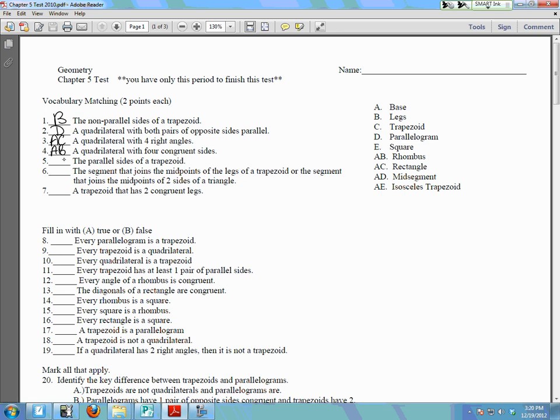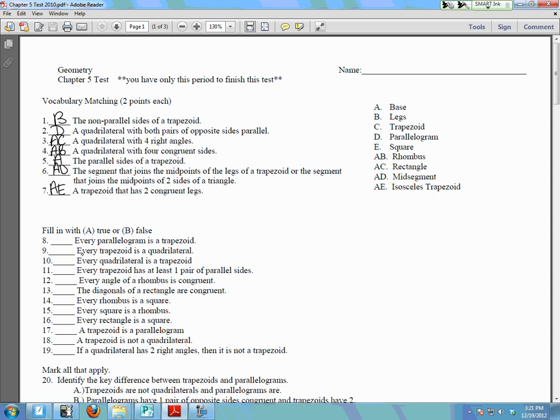A lot of people put square here. Square needs 4 congruent angles and 4 congruent sides. Okay, number 5, the parallel sides of a trapezoid. That's going to be your bases, A. The segment that joins the midpoints of the legs of a trapezoid, or the segment that joins the midpoints of 2 sides of a triangle. That's AD, a mid-segment. And a trapezoid that has 2 congruent legs, that's an isosceles trapezoid. So that's AE.